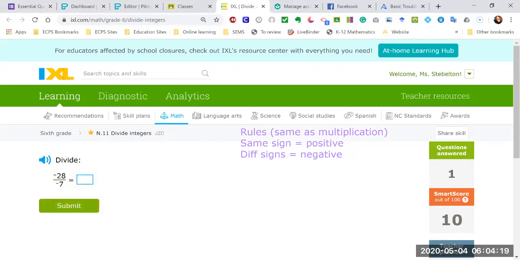All right, looking at the next one, I can see the signs are the same, which means my answer is positive. And then 28 divided by 7 would give me then a positive 4.